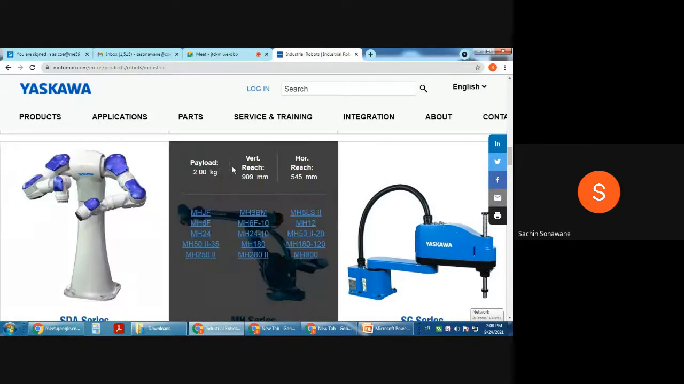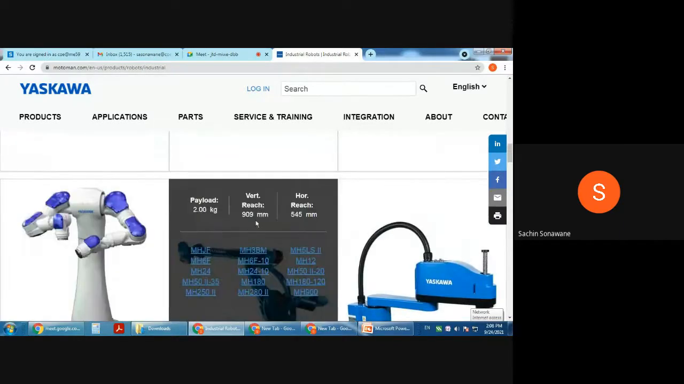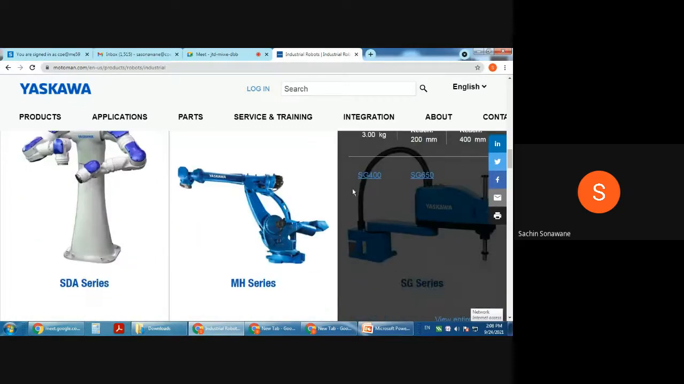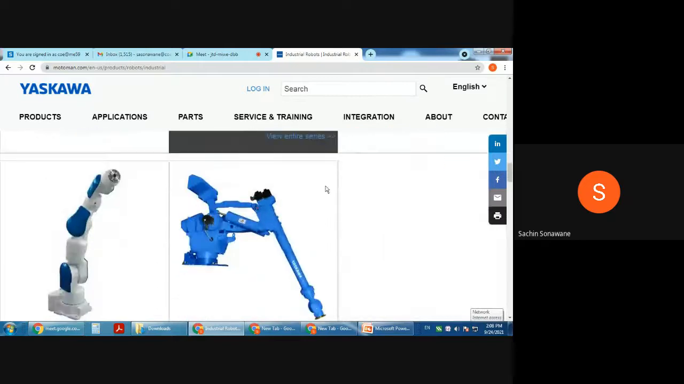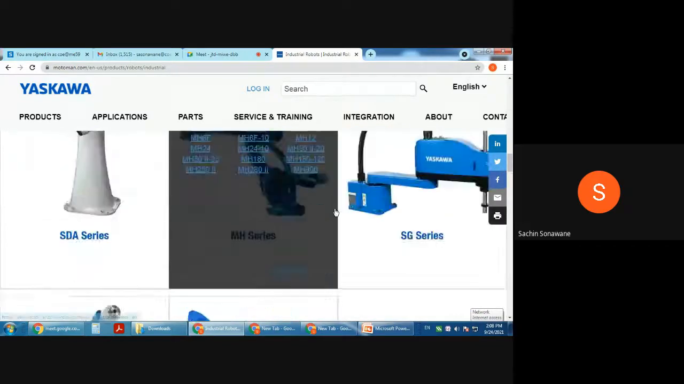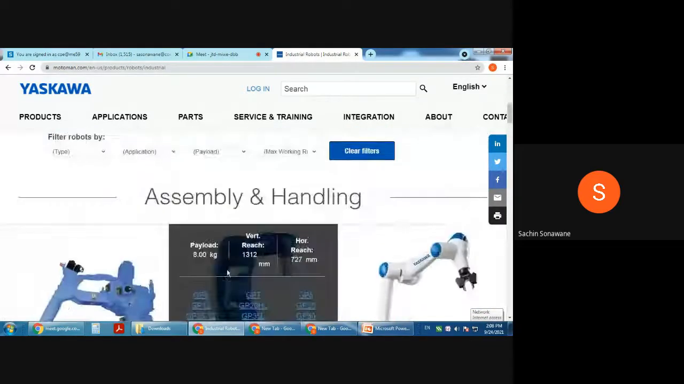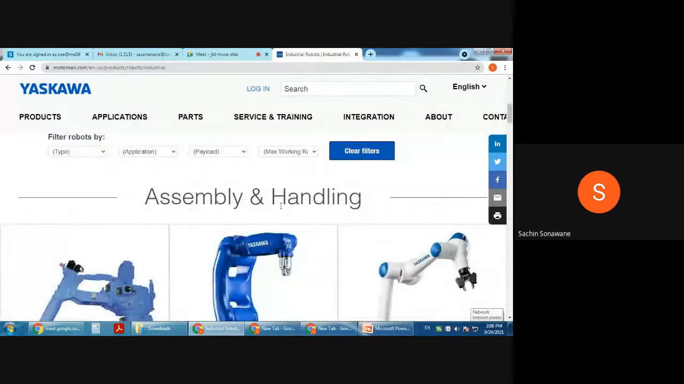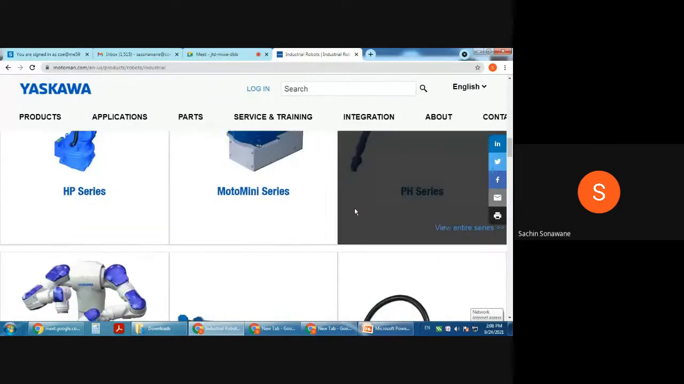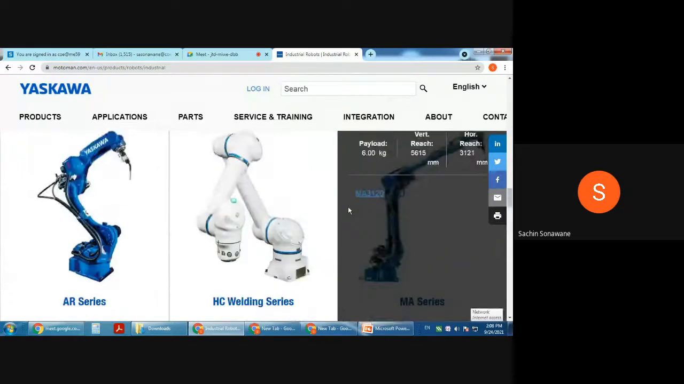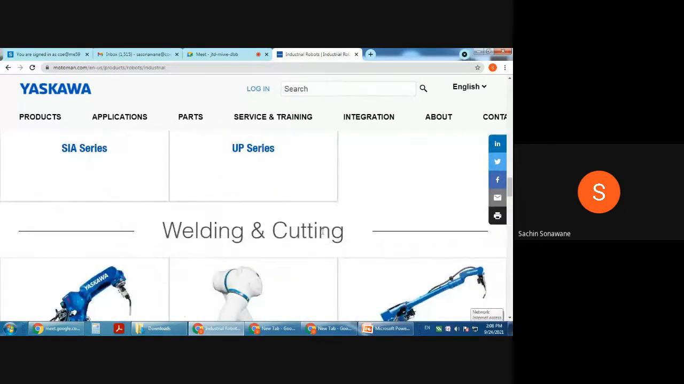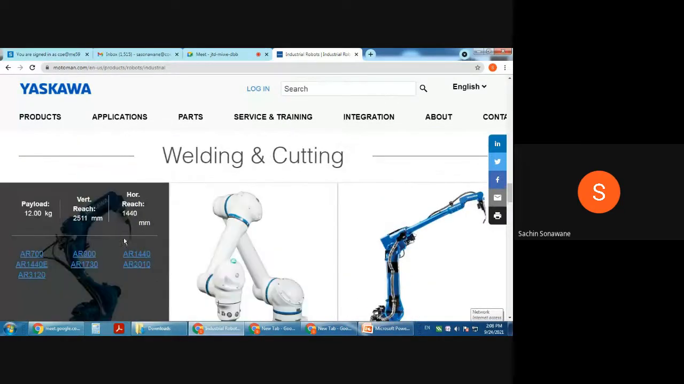See this, it is the SDA series. It just looks like a human, only the head is not there. All these robots are used for assembly and handling operations. Now next, these robots are used for welding and cutting operations.